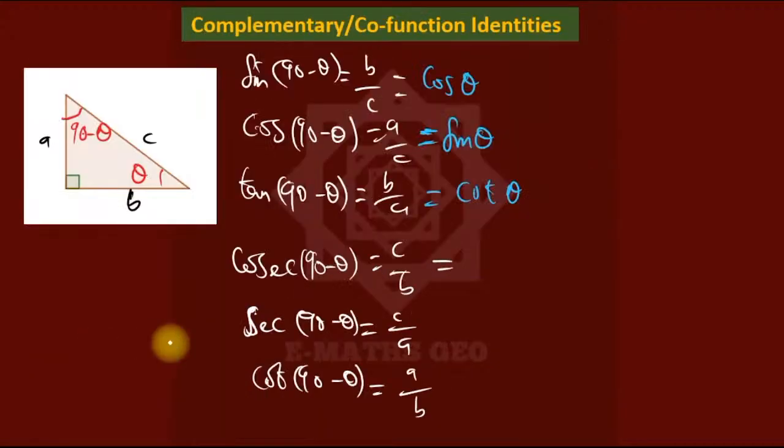From here you see is what? Cosec with the sec theta. Why sec is cosec theta. Cot is tan theta. So these are what we call complementary or cofunction identities. You see, so we have 6 of them. So let's use it to solve a question.